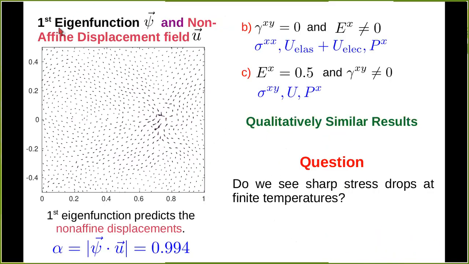Here I have plotted the first eigenfunction psi by black arrows and the non-affine displacement field u by magenta arrows, and the coefficient of agreement between the two fields is given by the magnitude of the dot product of the two fields, which is 0.994. So they are 99.4% accurate. So we can say that the first eigenfunction predicts the non-affine displacement field. Here actually I have two plots, and they are in good agreement, so that is why they are indistinguishable, and that is the main result.